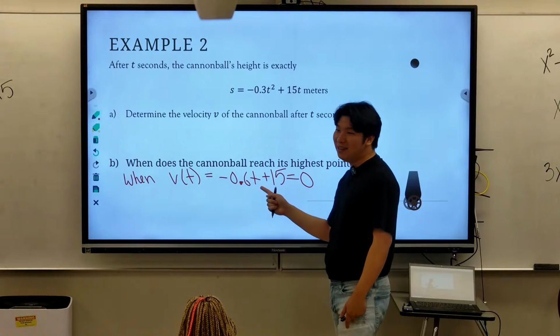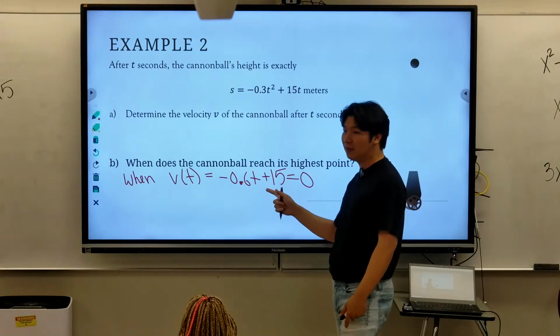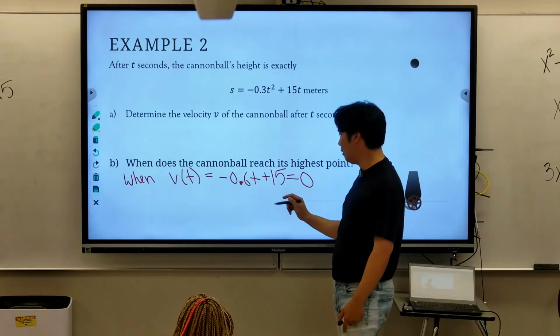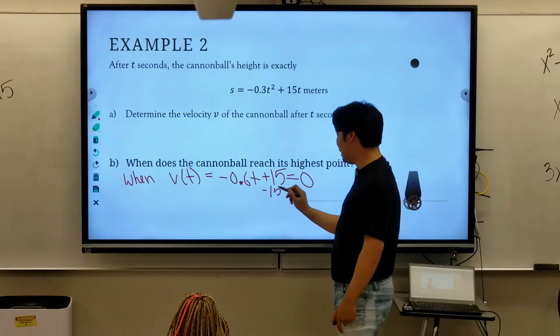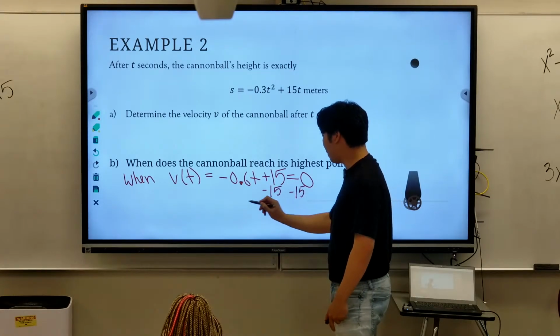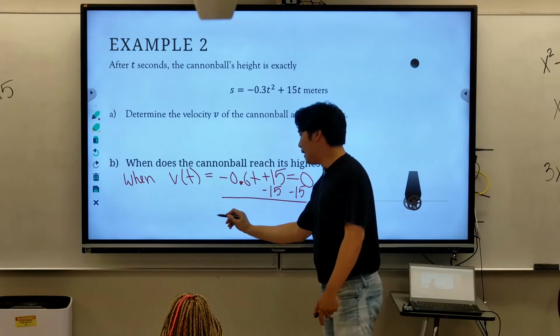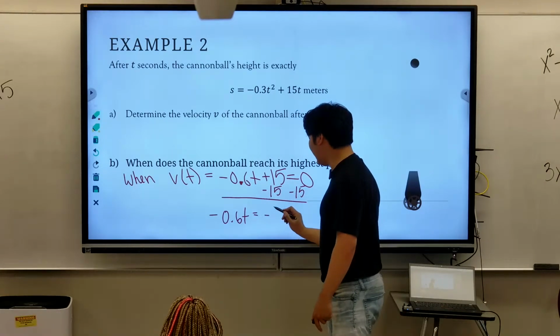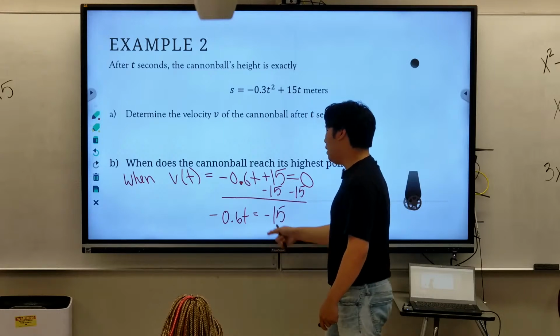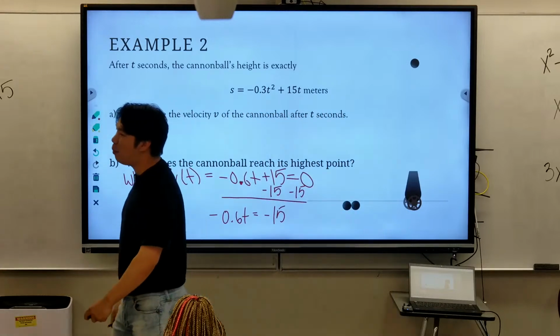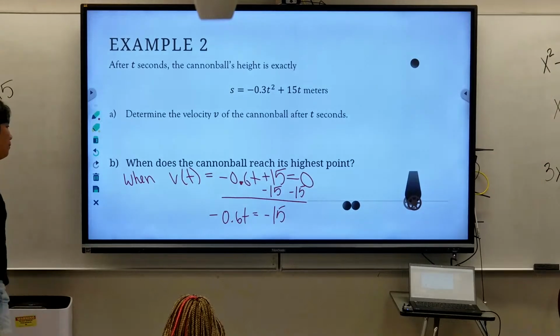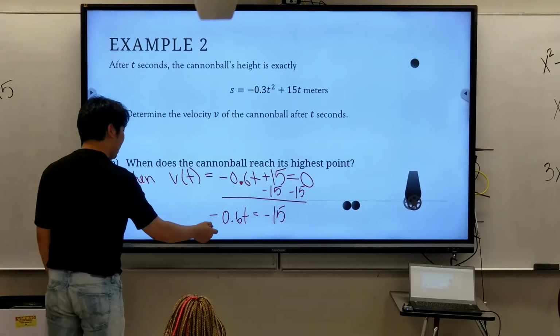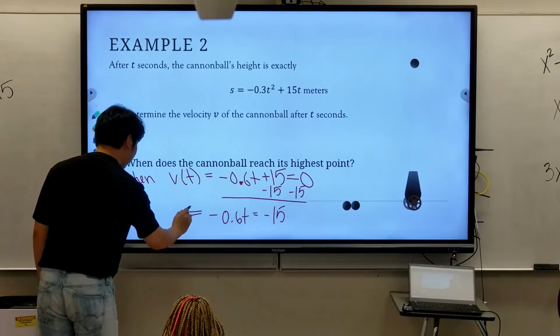So I need to get t alone, basically, solve for t, because I set it equal to 0 already. So I would subtract 15, and I get negative 0.6 t is equal to negative 15. And then I would divide by negative 0.6 on the left and the right. Sorry, I don't have enough room to divide it by this nicely, so I'm going to move here to the left.